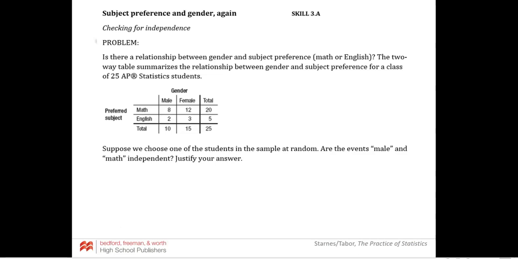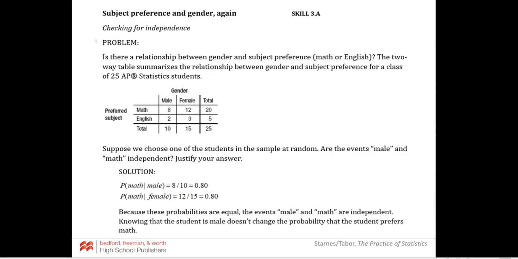So let's just see what's the probability of being a math student, right? So that's 20 math students, and of the 20 math students, 8 are males. So is it independent? How do we test this, right? We're going to test the males compared to the females. So 8 out of 10 males prefer math. Wow, 80%.